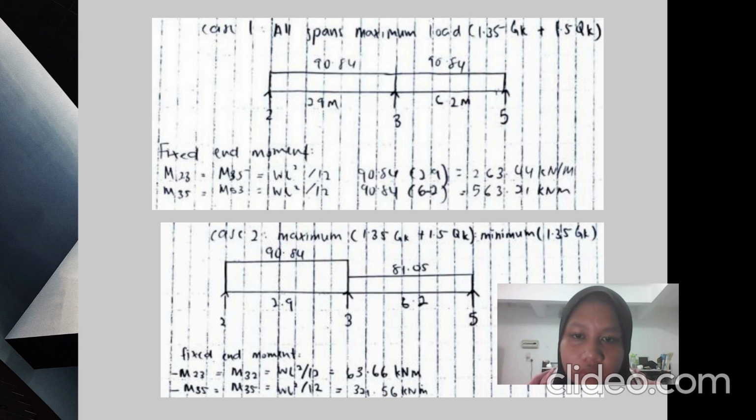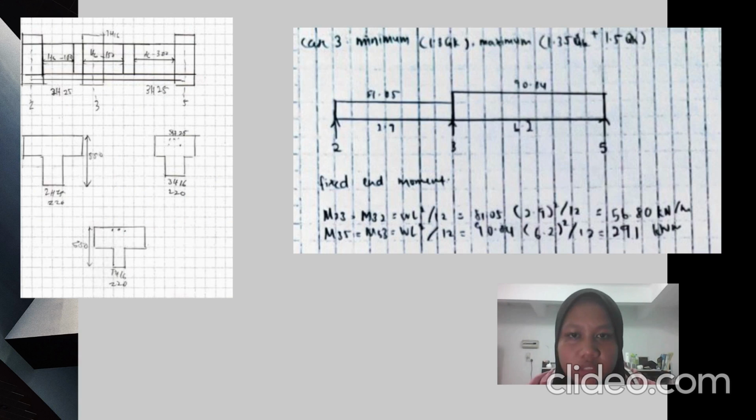For case 2, maximum load for span 2 to 3 is 90.84. Then for the span 3 to 5, which is the minimum load for this span, is 91.05 kilonewton per meter. Moment for 2-3 is 93.66 kilonewton per meter, and then moment for 3-5 is 321.56 kilonewton per meter.